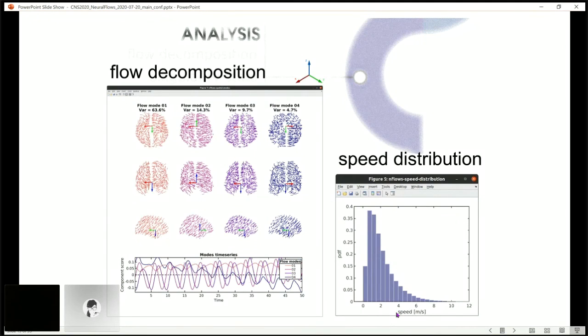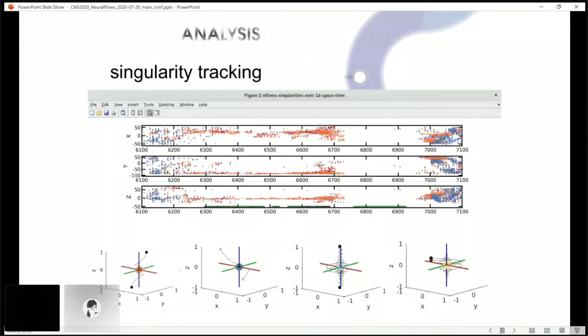So I mentioned some singularities, and now you can have a closer look at them. So we are tracking them over time and space. And these are the types of singularities that we have. I'm showing 4, but I mentioned there are 8.